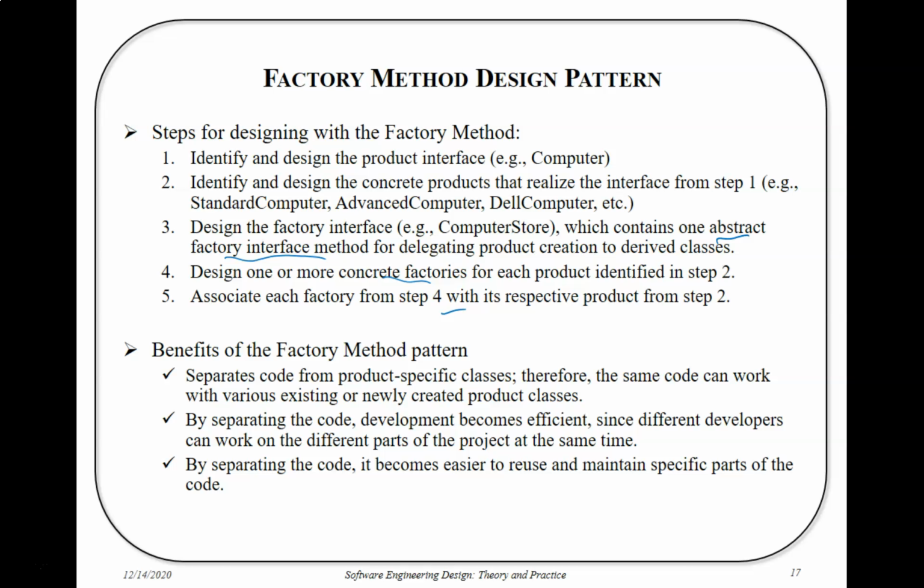The benefit of the factory method pattern is that it separates code from product specific classes, and therefore the same code can work with various existing and newly created product classes. This is similar to the abstract factory pattern. By separating the code, development becomes efficient, since different developers can work on different parts of the project, supply the compiled code, and we just attach it to our program. So we don't have to change the computer client in this example. By separating the code, it becomes easier to reuse and maintain the parts of the code.